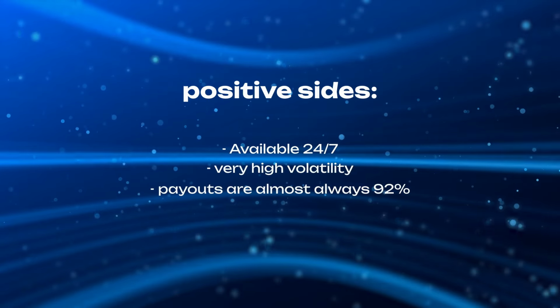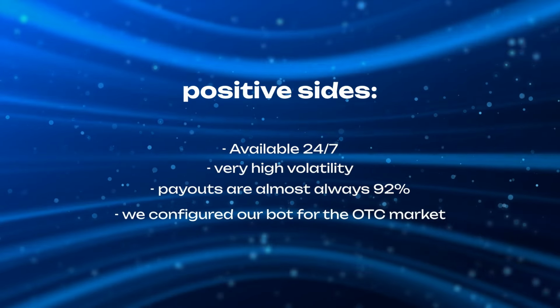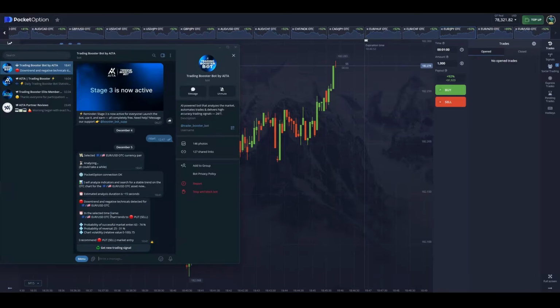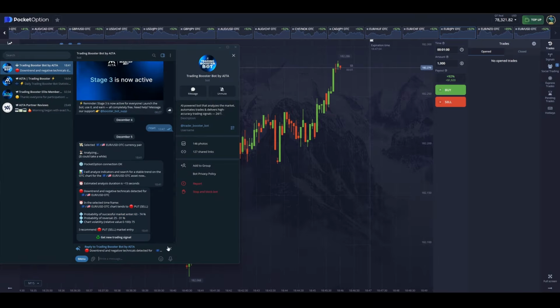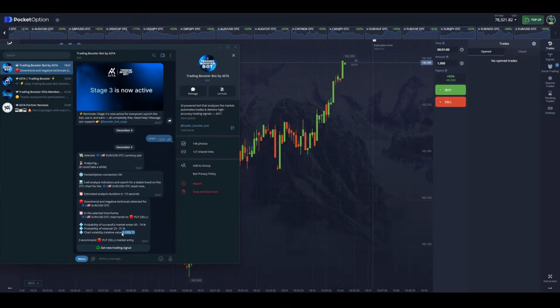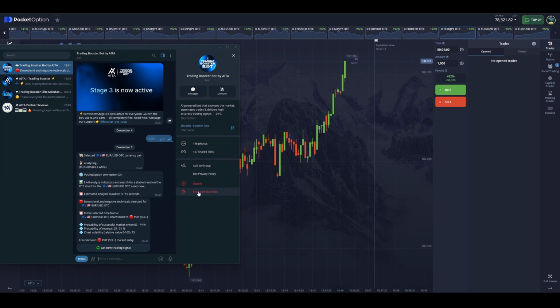By the way, another big plus of the OTC market is that we've specifically set up a trading robot for it. I just showed an example of a trade. You can rewatch how I did it. Basically, it does the analysis for you on the specific currency pair you choose. Then it shows you the entry probability. So what is it right now? It shows the probability of a successful entry, and then the probability of a reversal. And also the market volatility. On the OTC market, it's almost always high.